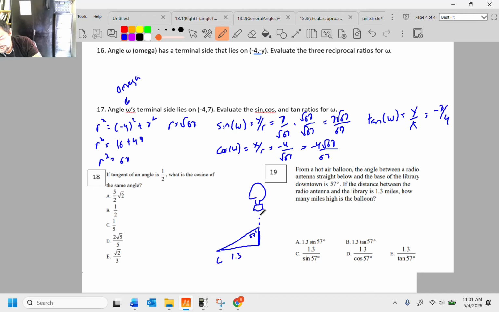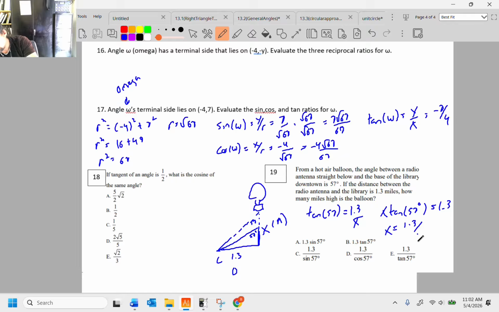So this is what it actually looks like, and that's 57. So we have this 1.3, and we need to know this unknown height. The height of the balloon is adjacent to 57, and this is opposite. So it turns out that the tangent of 57, because we have opposite and adjacent, is 1.3 over x. Takes 2 steps to do this. First one is we multiply both sides by x, because the opposite of division is multiplication, and then we divide both sides by the tangent of 57 degrees. And we get choice E.